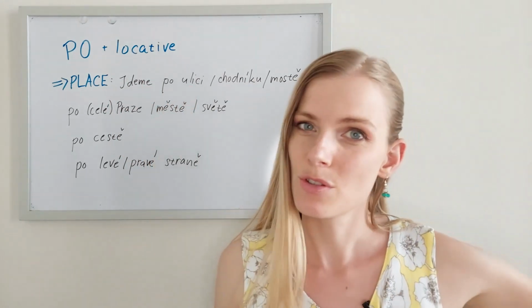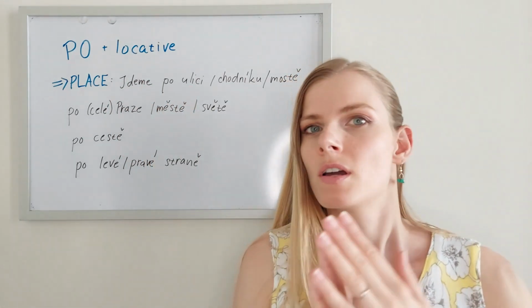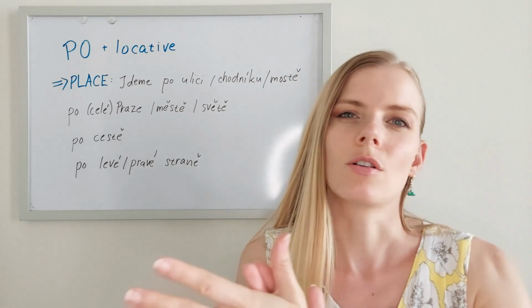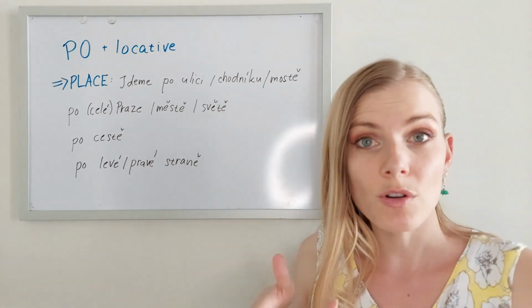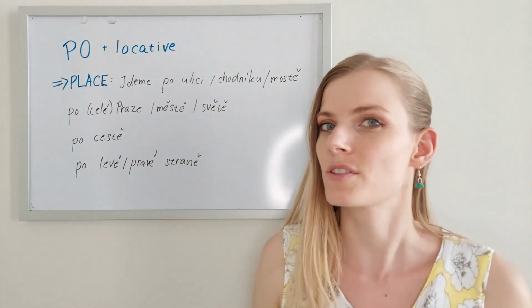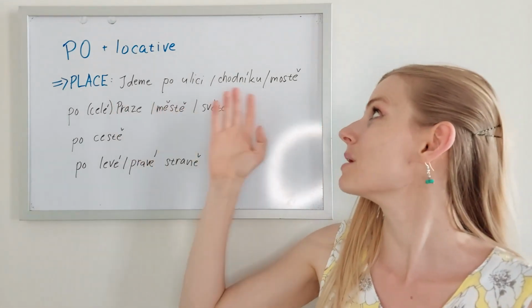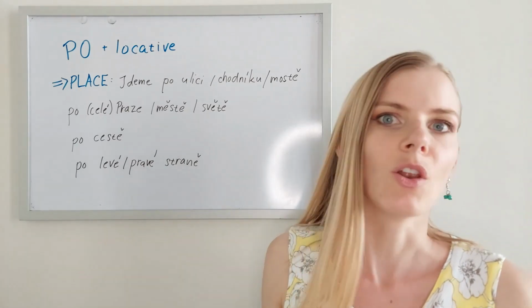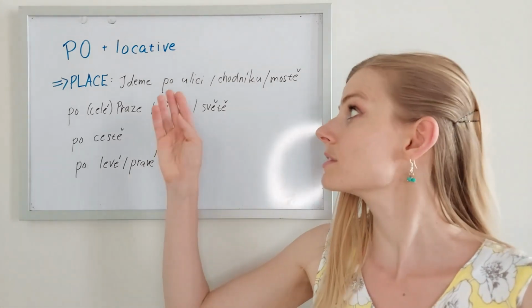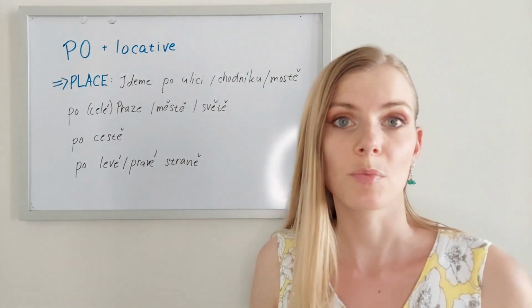We're walking in the street. Here po means something like along. Jdeme po ulici, jdeme po chodníku, we're walking on the sidewalk, a jdeme po mostě, we're walking on the bridge, along the bridge. So in these specific examples, you would go with the preposition po.